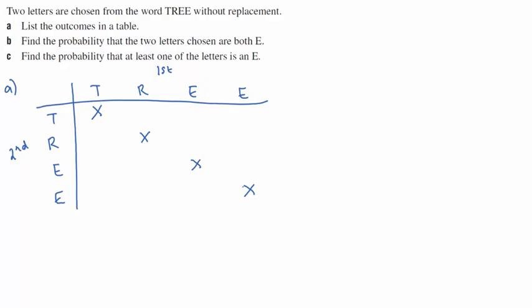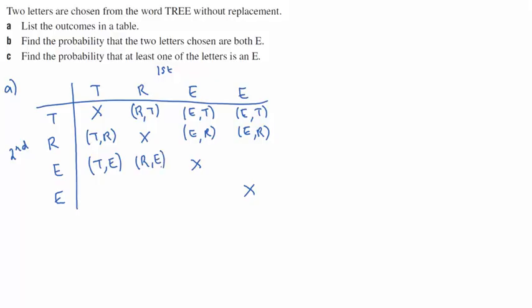Okay, now let's fill out the outcomes. So we could have RT, ET, or ET. TR, ER, ER, TE, RE, and EE. And then in our last row, TE, RE, and EE. So this is our sample space. You can see that there are 12 possibilities that could emerge in this case. However, there are some repeats.